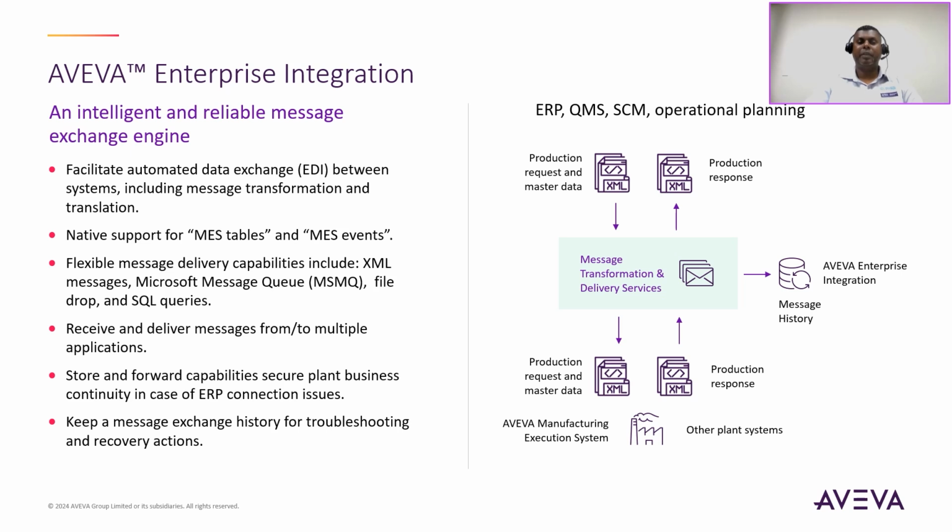As a complement to AVEVA MES, another offering, AVEVA Enterprise Integration, automates the exchange of data about production planning and production results between the manufacturing execution system and business applications, such as your ERP and supply chain management, and with other plant applications such as LIMS, quality, WMS, etc. It can also automatically synchronize master data updates in R&D, PLM, etc. with the manufacturing execution system.